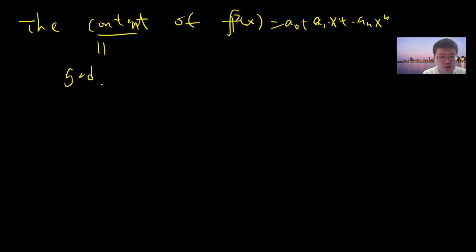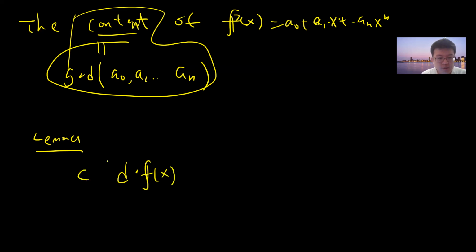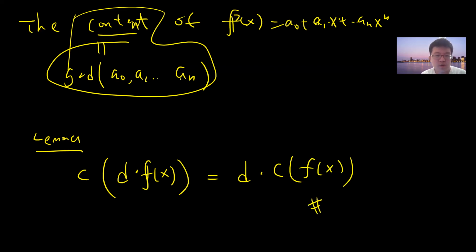Let's define the content of a polynomial, the content of f(x). Given any integer coefficient polynomial, the content is defined to be the GCD of a0, a1 up to an. So the greatest common divisor of all the integer coefficients is called the content. There is a lemma that says if you multiply a polynomial by d, then the content is d times the content of the polynomial. The proof is trivial, because you multiply all these terms by d, and you can move d out.